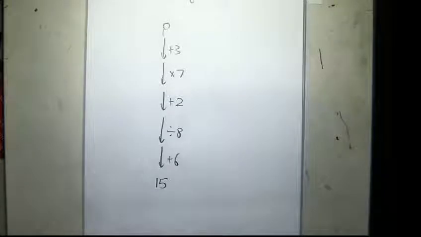So it seems reasonable, if I wanted to know what p is, I should do those backwards. So instead of adding 6, I should take 6 away. And instead of dividing by 8, I should multiply by 8. And instead of adding 2, I should take 2 away. And instead of timesing by 7, I should divide by 7. Instead of adding 3, I should subtract 3. And that should tell me what p is.